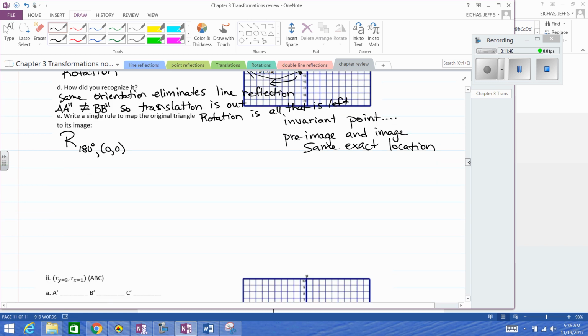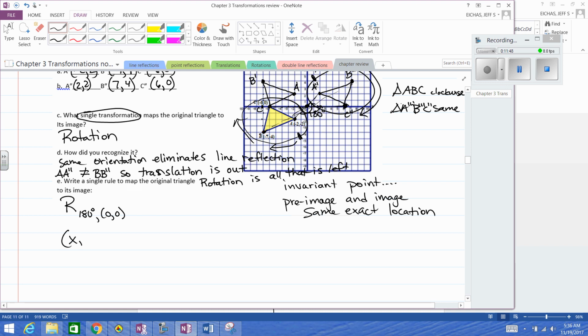Now, if you needed the rule algebraically, this is tricky. (x, y) maps to (-x, -y). Basically, you're going to switch the signs on both. And if you wanted to see that, you could. That did happen. Okay?